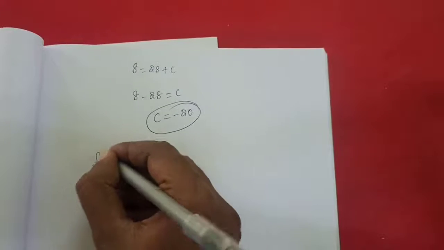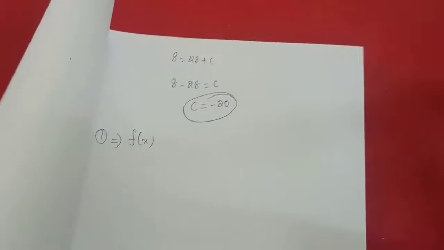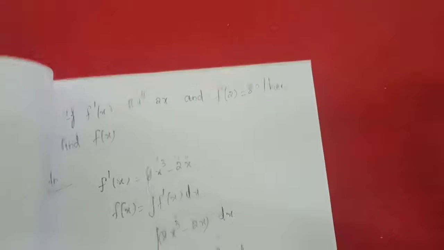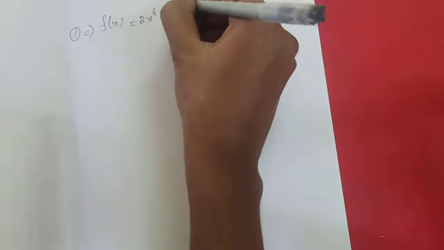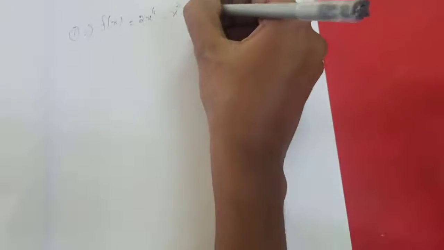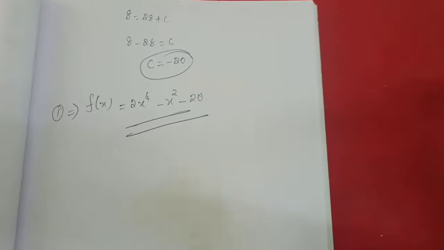Now you can substitute in equation number 1. What is equation number 1? See that equation number 1. Equation number 1 is f of x is equal to 2x power 4 minus x square plus c. So that is minus 20. So this is the required answer. Understand? That's all.